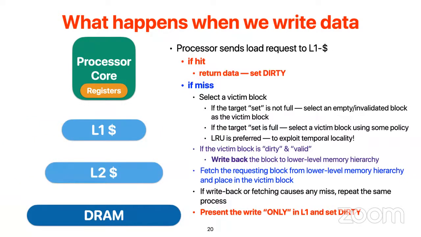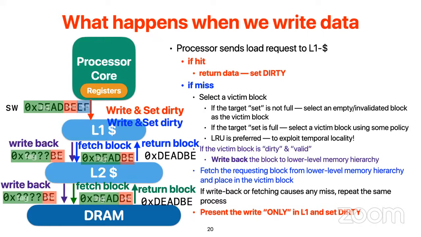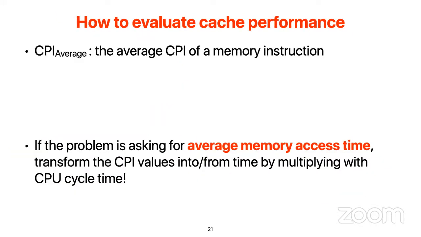For write, it's nothing too different except that when you perform the write, you have to set the dirty bit, so we know the data you are accessing has been modified. The rest of the process is the same. So how do we evaluate cache performance?